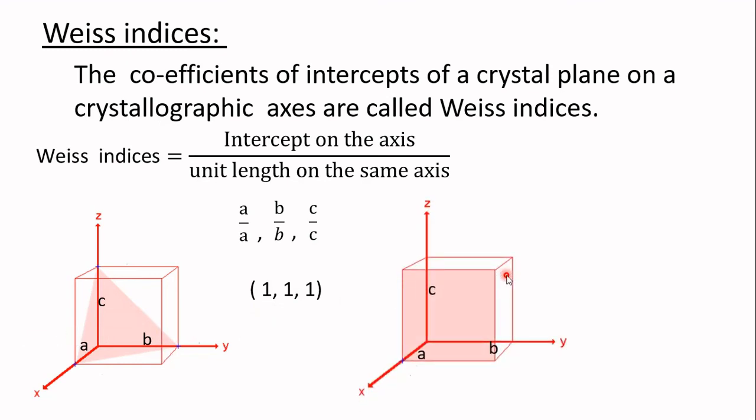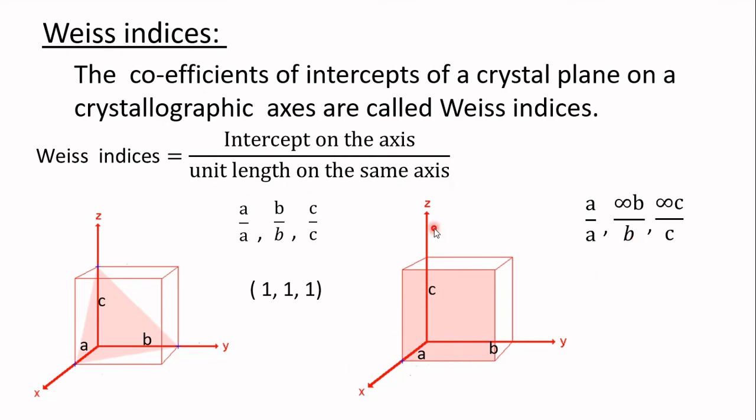Okay. Let me take one more example. Here I am considering this plane. So if you consider this cube, this is the face which is towards us. It cuts the x-axis but not the y and z-axis. So for this, you just try to write the Weiss indices. Along the x-axis, intercept on the axis is a as it is touching at this point. Unit length on the same axis is a itself. When you consider along the y-axis, this plane does not cut the y-axis anywhere. So it is parallel to the y-axis. Hence, intercept on the y-axis will be infinity times b, divided by unit length on the same axis, which is b itself.